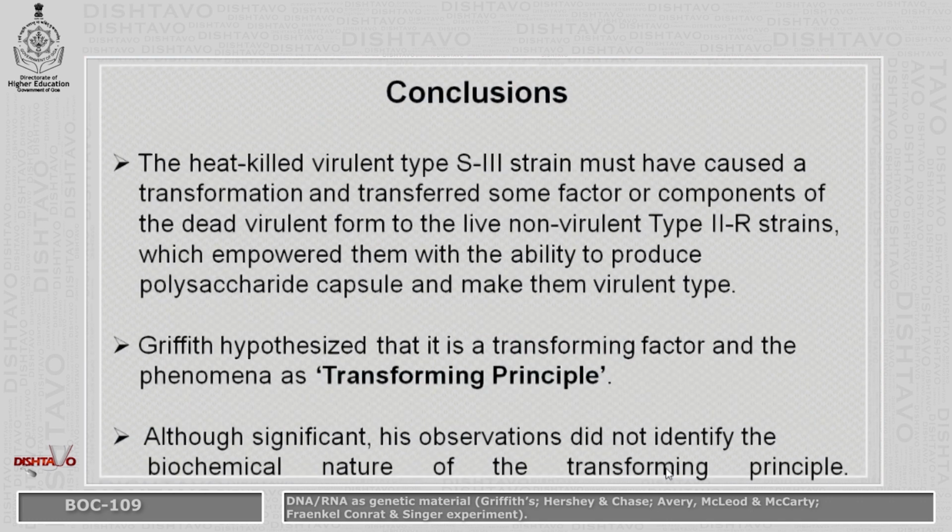He concluded that the heat-killed virulent S3 type strain must have caused a transformation and transferred some factor or component of the dead virulent form to the live non-virulent type R2 strain, which empowered them with the ability to produce the polysaccharide capsule and become the virulent type. He thus hypothesized that it is a transforming factor and called the phenomenon the transforming principle. Although his results were significant, his observations could not identify the biochemical nature of this transforming principle.